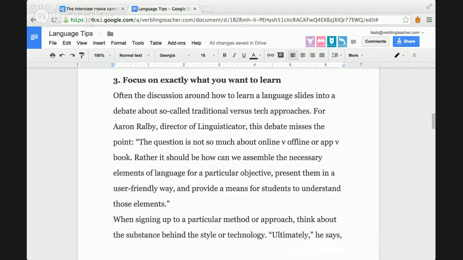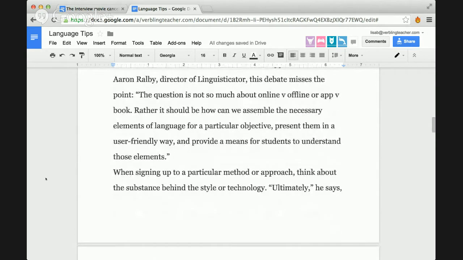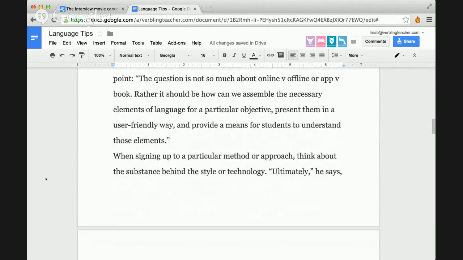Often the discussion around how to learn a language slides into a debate about so-called traditional versus tech approaches. For Aaron Ralby, director of Linguisticator, this debate misses the point. The question is not so much about online versus offline or app versus book. Rather, it should be how can we assemble the necessary elements of language for a particular objective, present them in a user-friendly way, and provide a means for students to understand those elements.